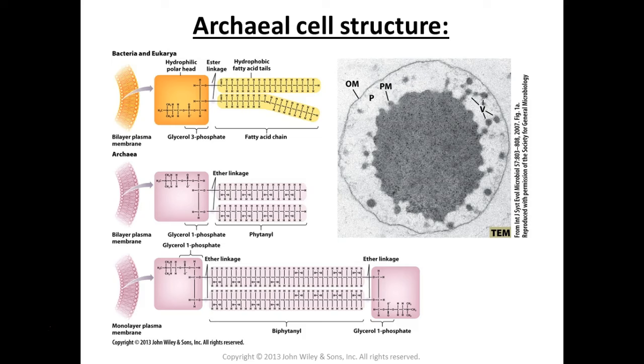But you see what I mean? Don't get caught up in the name of the bonds, right? Focus on the fact that they're different. Archaea are different from both bacteria and eukarya on how their phospholipids are structured. And they can form monolayers, which both bacteria and eukaryotes do not do. We have lipid bilayers.